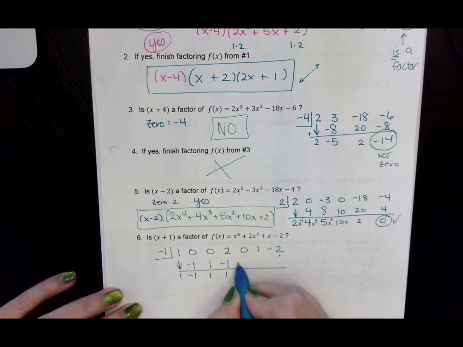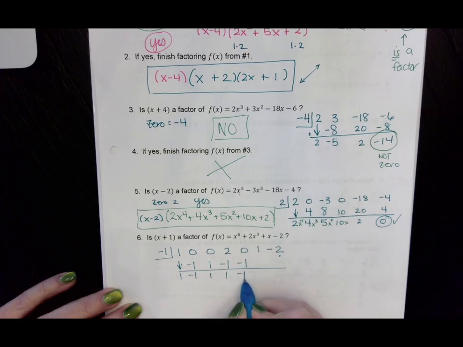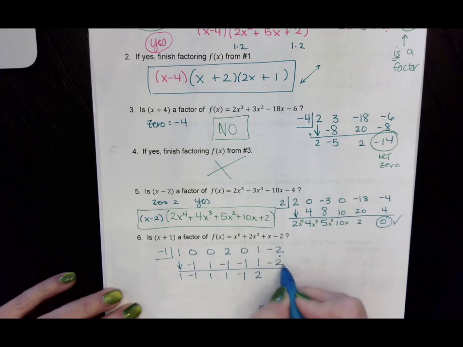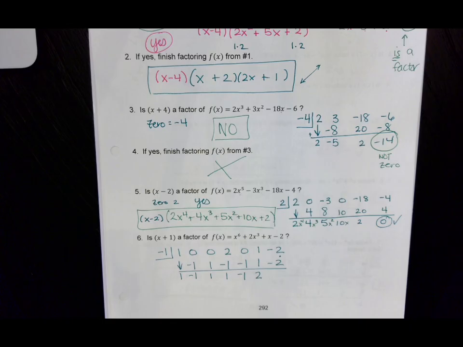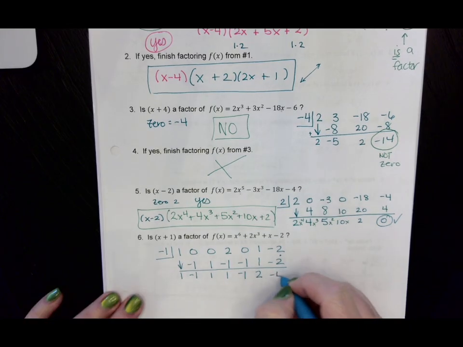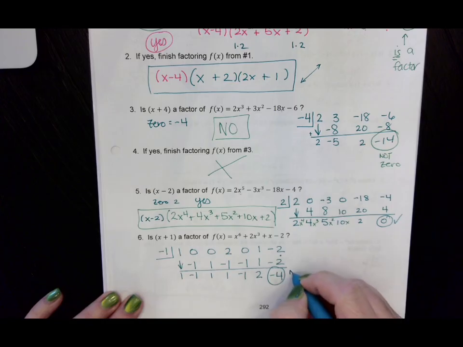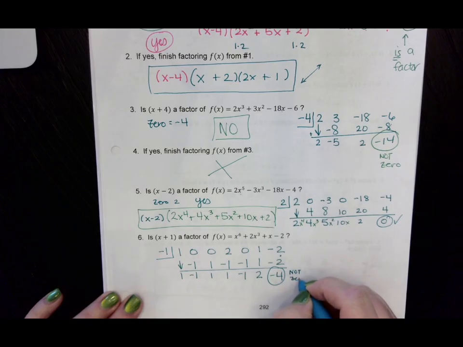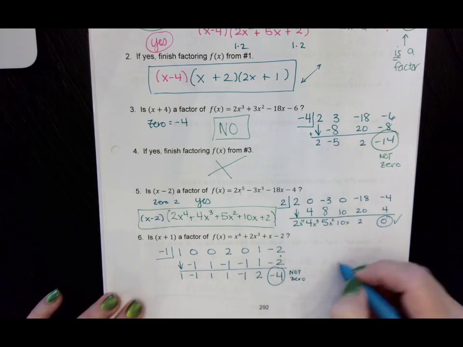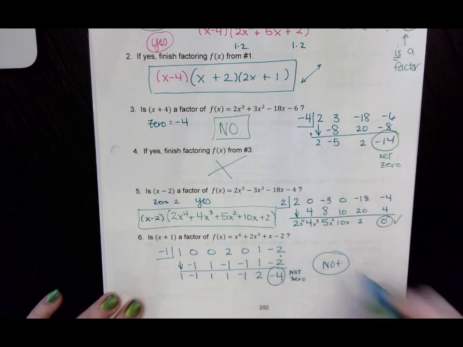1 times negative 1 is negative 1. Negative times negative is positive. This becomes a 2. 2 times negative 2 is negative 2. So when we get all the way to the end here, I end up with negative 4. This is not 0. So we did all this work, and this is not a factor. Doesn't work.